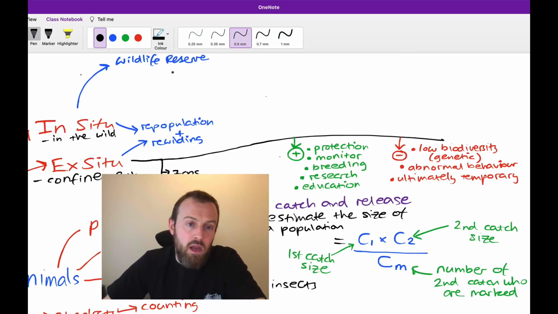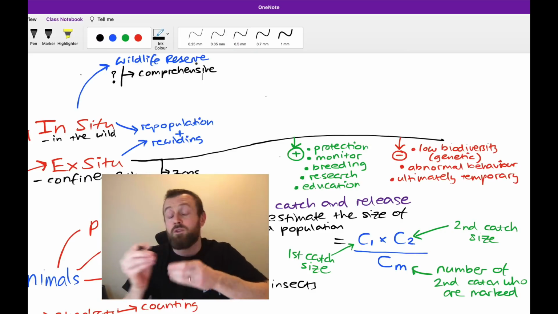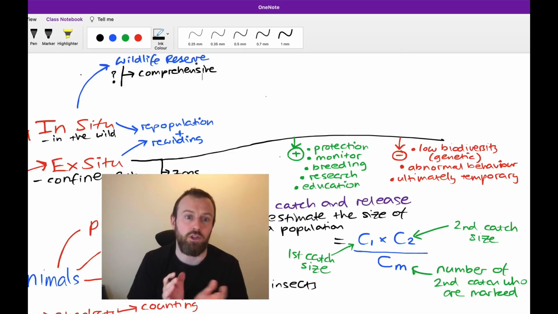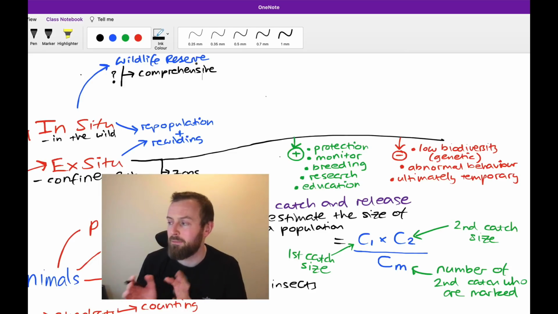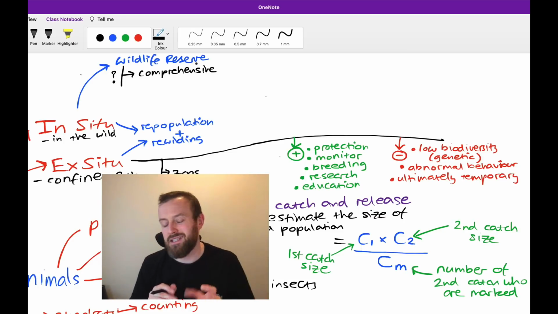So when we're building a wildlife reserve, there are a few things that you need to think about, questions when you're building your wildlife reserve or establishing its borders. Is it comprehensive? Does it have all the different subtypes of habitat that you might want in your reserve? Or is it just one type of habitat, or does it contain many linked habitats together?